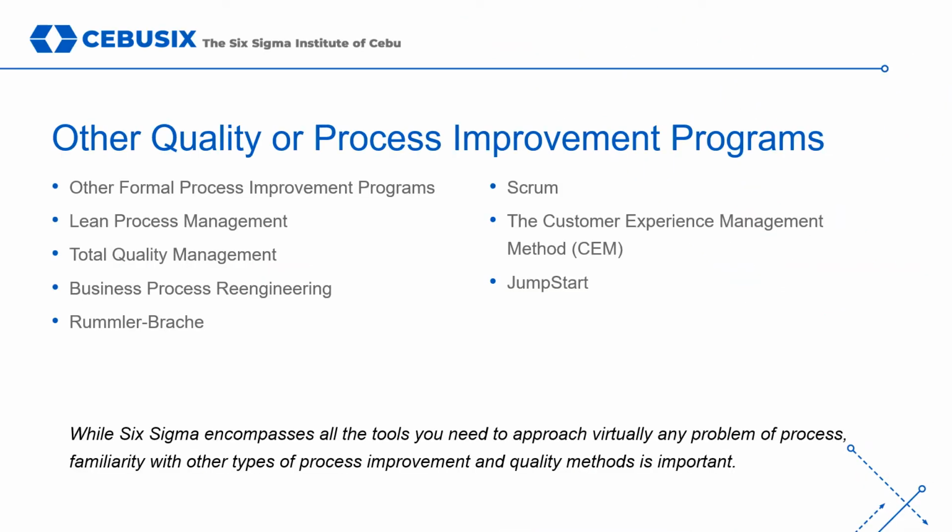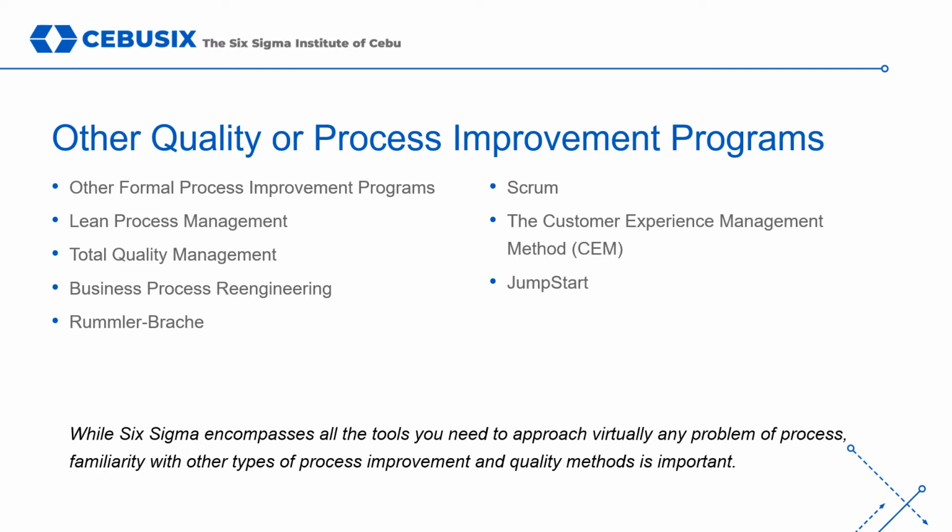While Six Sigma encompasses all of the tools you need to approach virtually any problem of process, familiarity with other types of process improvement and quality methods is also important. In this section, we are going to discuss the many other quality or process improvement programs that have been created over the years. These include formal programs such as ISO, programs no longer practiced like Total Quality Management, and several different proprietary programs such as Virgin's Customer Experience Management method and the Rummler Brache 9 Boxes model.